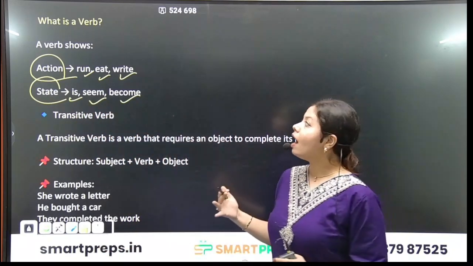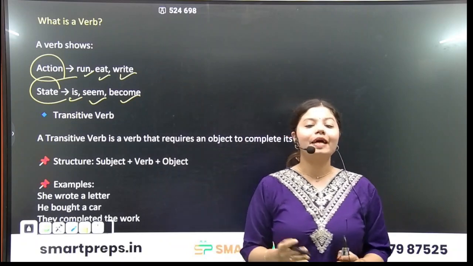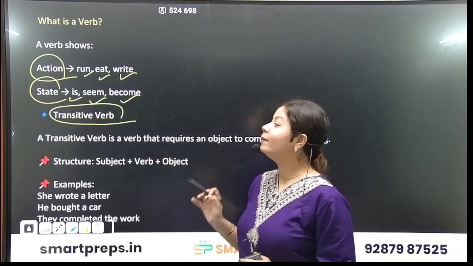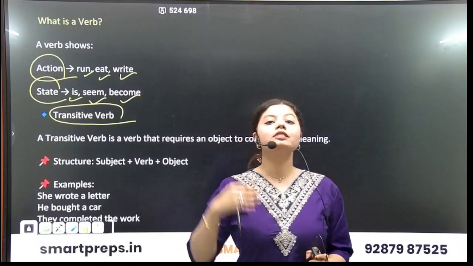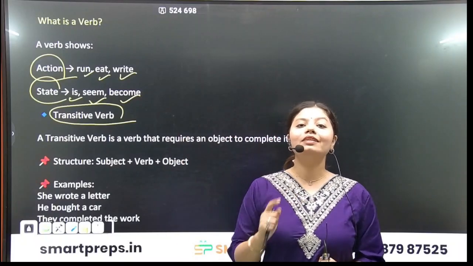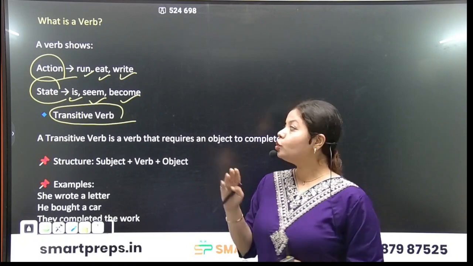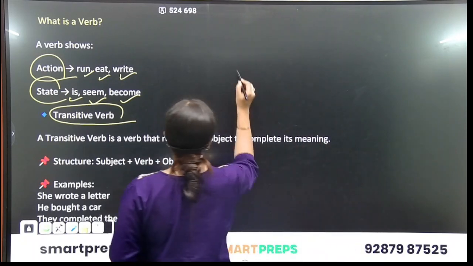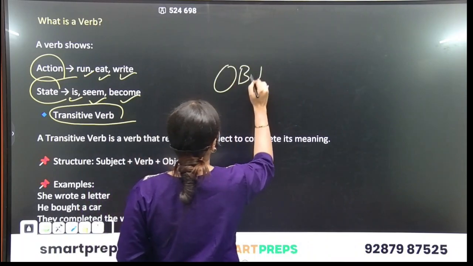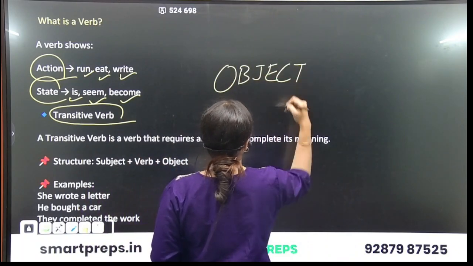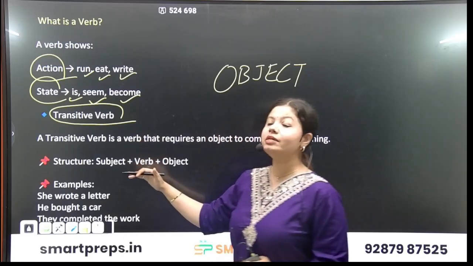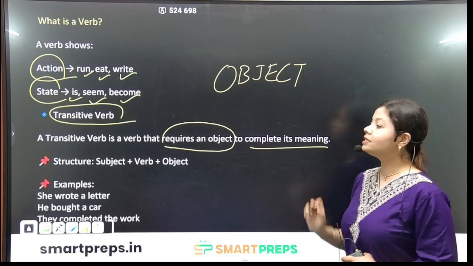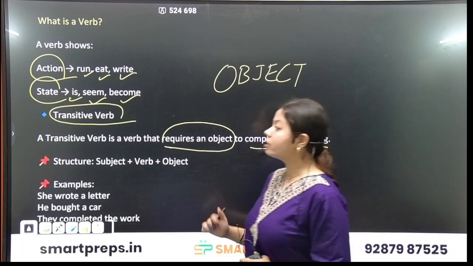Now, a verb is mainly divided into two types. One is the transitive verb and another is the intransitive verb. These two types of verbs are divided on the basis of the object. A transitive verb is a verb that requires an object to complete its meaning. So what will be the structure of a transitive verb?